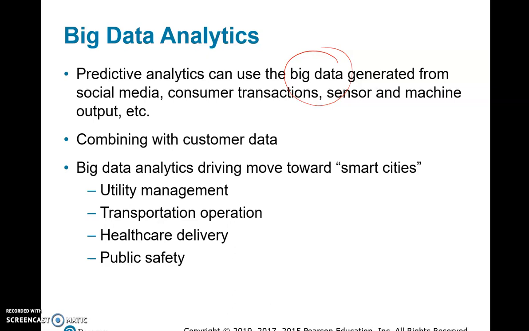And you can combine that big data with your own data and then use various analytical models to predict. And this is pretty much used nowadays for utility management, for operation and transportation, delivery of healthcare and public safety, and so on and so forth.